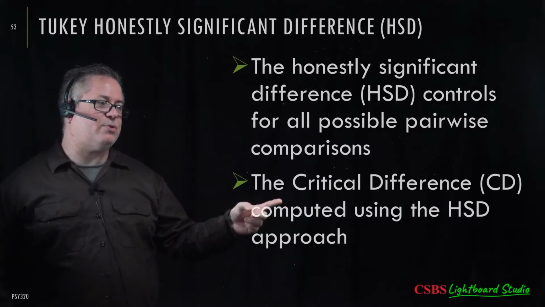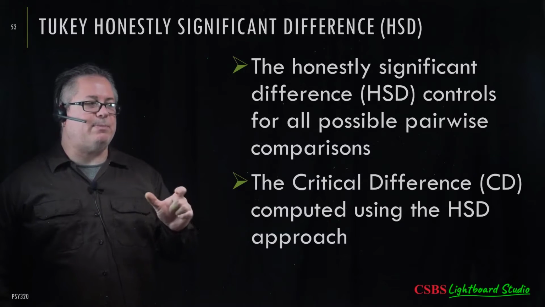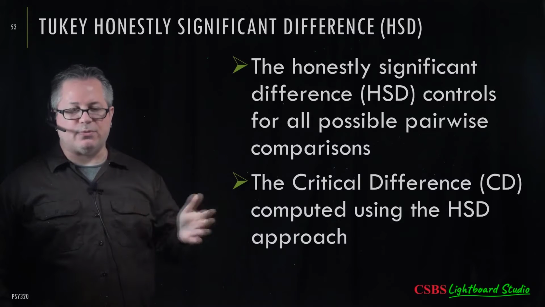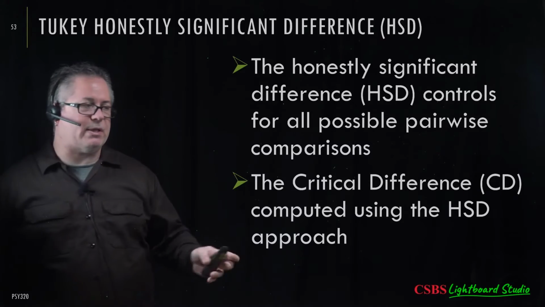So it makes it a little easier. It sort of creates a critical mean difference that you need, like the minimum mean difference, and any mean difference larger than that would show a significant difference between those groups. So it becomes a little easier to figure out once you get that critical difference.